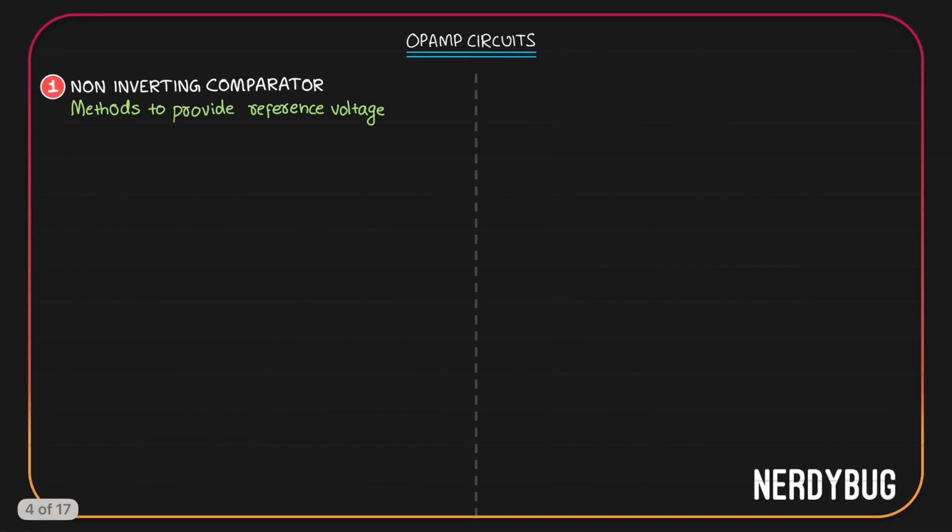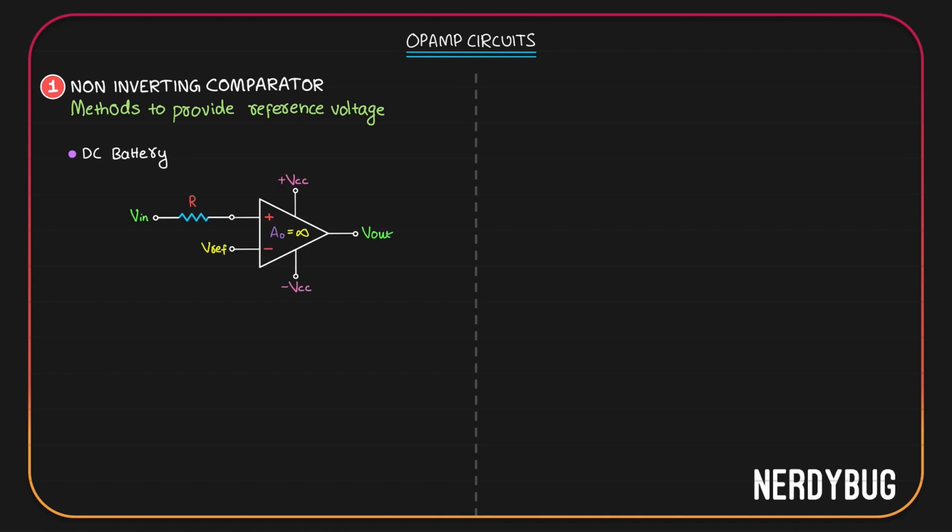Let us now see different methods of providing the reference voltage. The first one is the simplest. We'll use a DC battery. Let's take the comparator circuit and connect a DC battery at the reference node like this. Clearly in this case, the reference voltage will be equal to V.